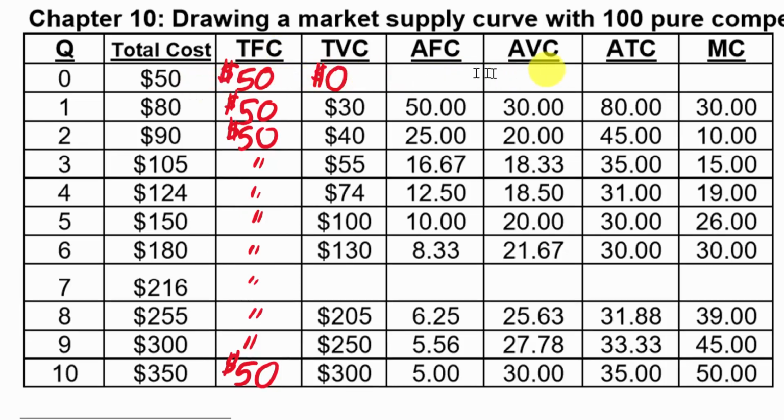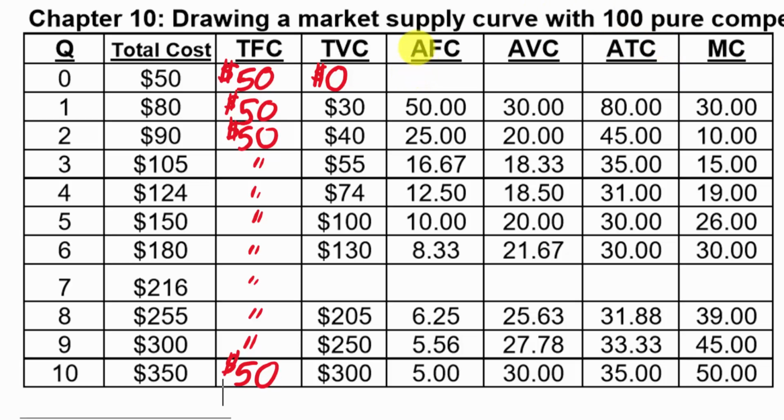Now, completing the rest of the top row here, we have AFC, AVC, ATC, and MC. Average fixed cost, average variable cost, and average total cost. When we say average, what we mean is we want to divide it by the quantity of units we're producing in order to get a per unit figure. So how much are we spending per unit on these things?